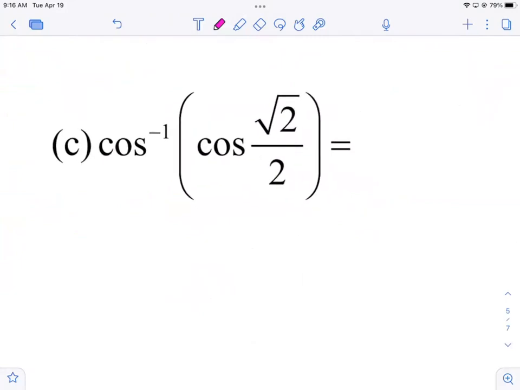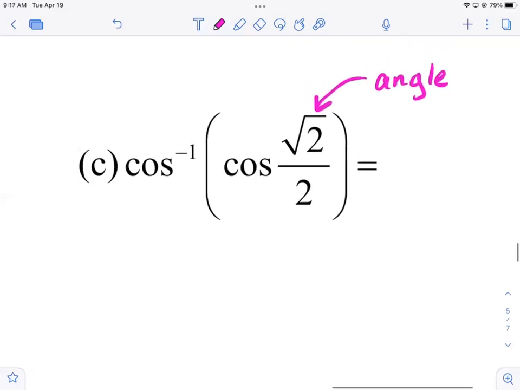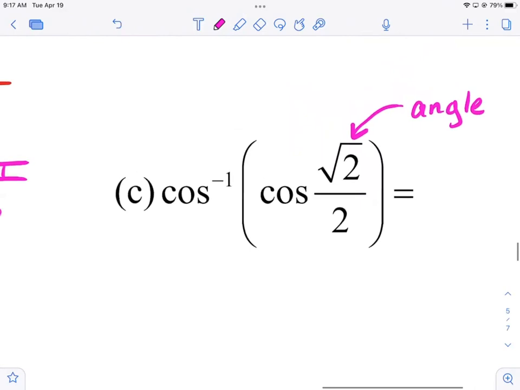Inverse cosine of square root of 2/2. The square root of 2/2 in this case represents an angle or a ratio? I tricked you, got him, right? It looks like one of our unit circle ratios, but it follows cosine, right? So that's square root of 2/2 radians. Is that angle in the PVR?